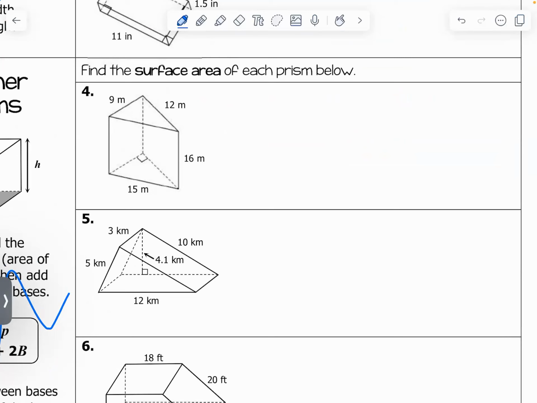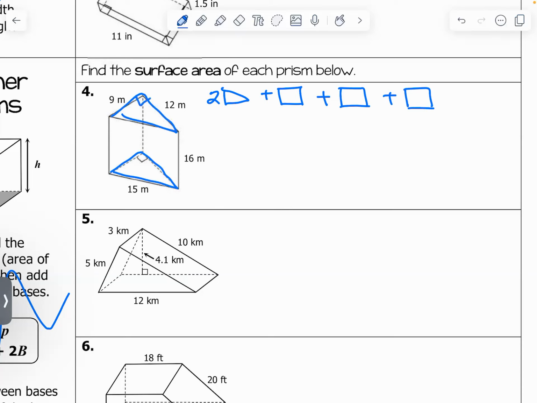Okay, so I don't want you to worry about any of this formula stuff over here. I want you to just think about what you have. We have 2 bases that are the triangles, and then we have 3 different rectangles. And I need to add those areas up all together. Okay, so let's talk about the triangles first. How do I find the area of this right triangle?